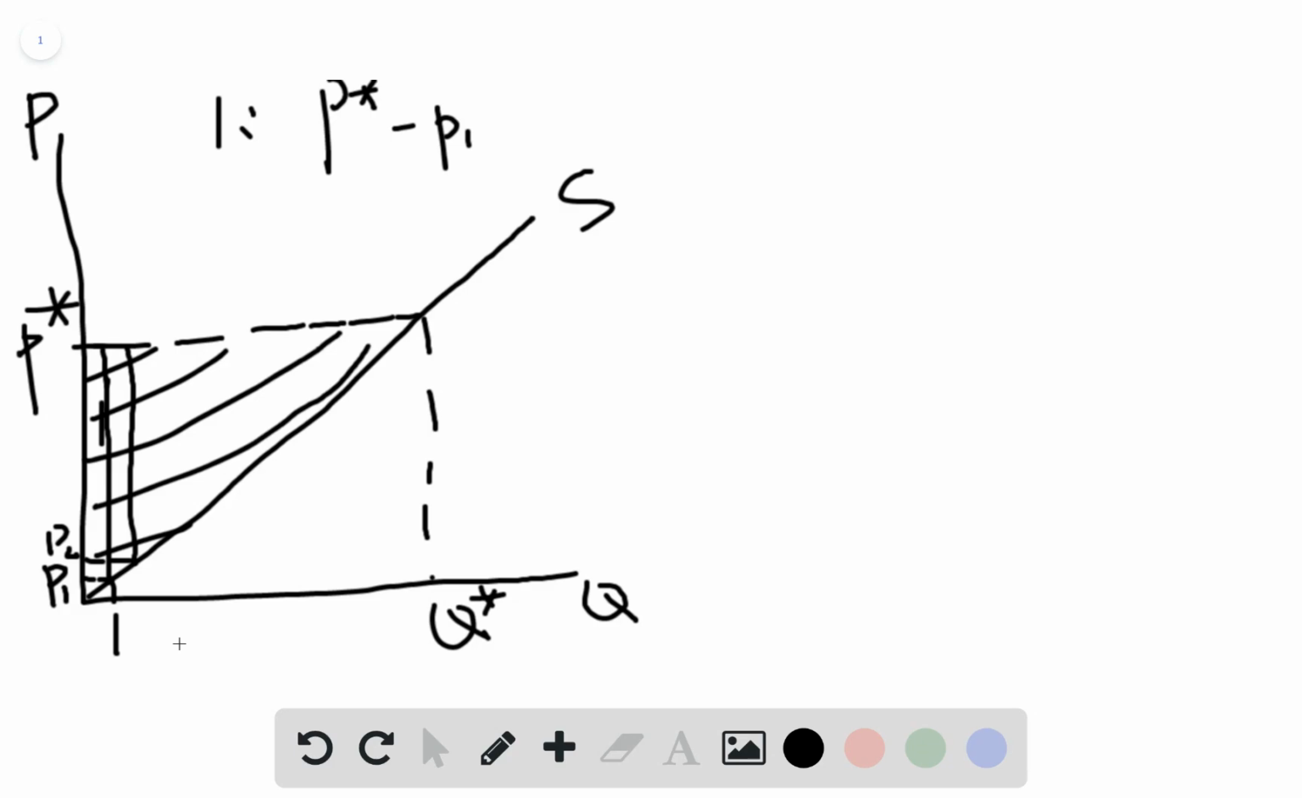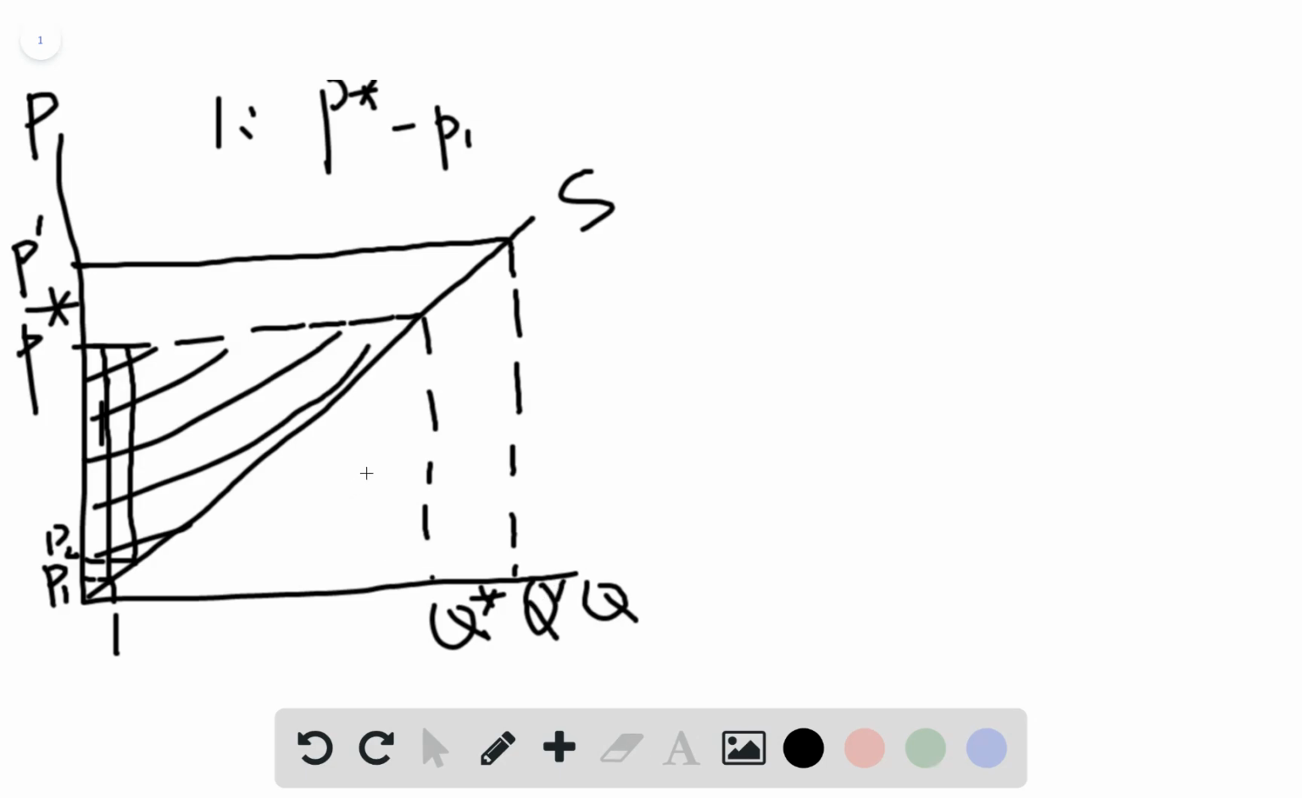And let's think about if there's some price change. Here we have P star, right? If the market price increases, probably to this P prime here, we know that the total amount of goods produced in this market will also increase. Let's say Q prime here.